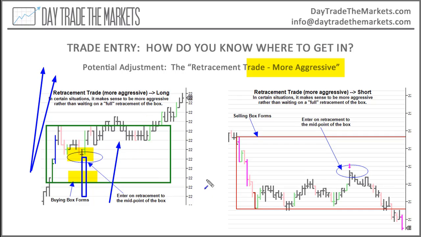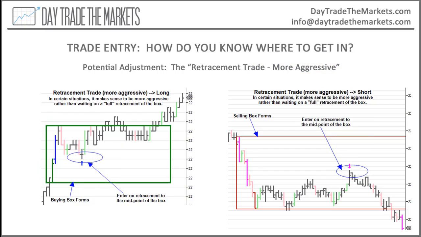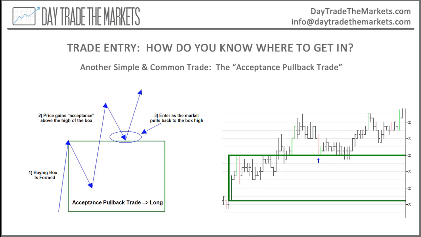And here's another example of a selling box. And instead of waiting for a retracement all the way back up to the high of the box, the score in certain cases dictates that it makes sense, if you are a little bit more aggressive, to just jump in a little bit earlier. So rather than waiting for a retracement all the way up here, we want to just jump in right in this area here. Yes, we have a little bit more risk, but the score or the situation, the context of the market in this case dictates that that extra risk is certainly worth it because we've got a really high probability situation. So that was the more aggressive retracement trade.